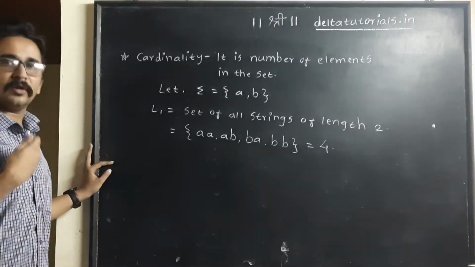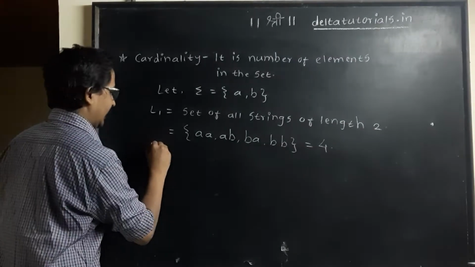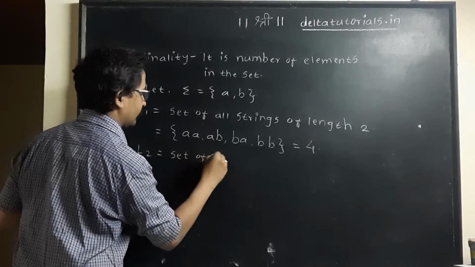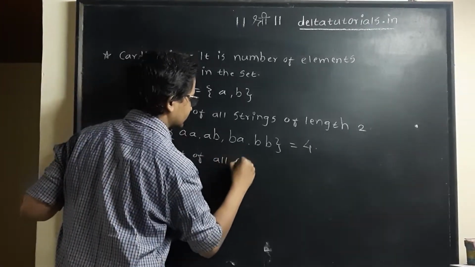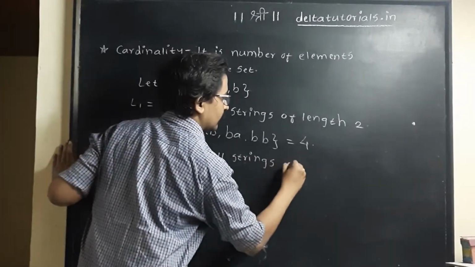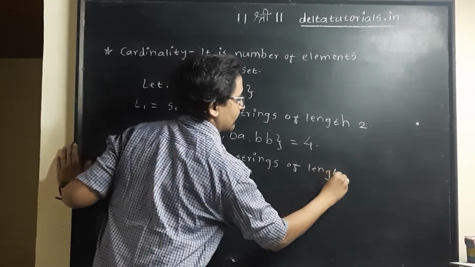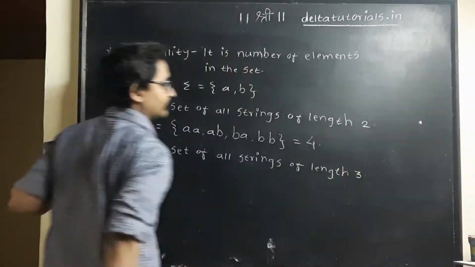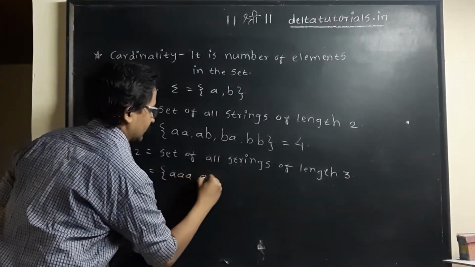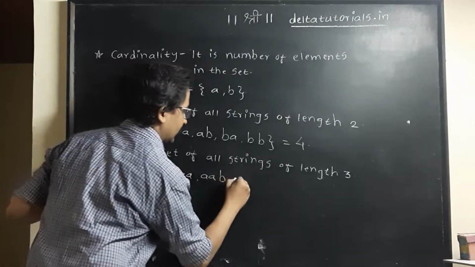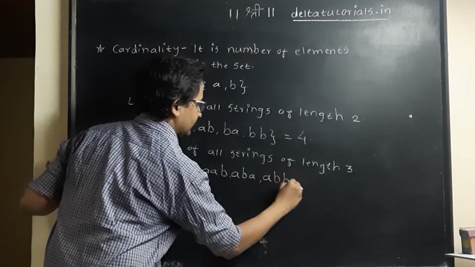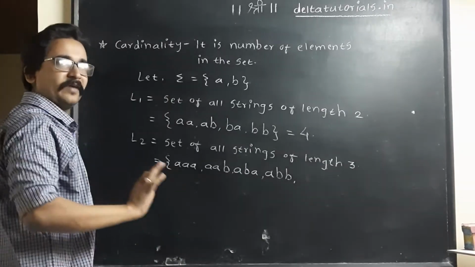Now let's take one more example for better understanding. Let L2 be the set of all strings of length 3. So it will be AAA, AAB, ABA, ABB. 4 elements, 4 combinations starting with A are complete.